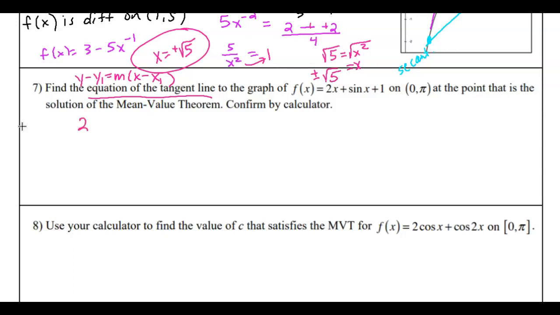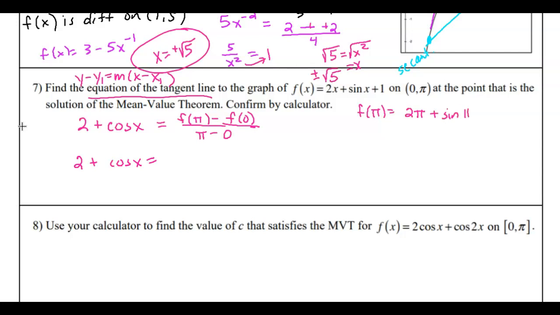So our derivative is 2. The derivative of sine is cosine, and the derivative of 1 is 0. And then we're going to plug in f of pi minus f of 0 all over pi minus 0. So 2 plus cosine. All right, so I'm going to do my work here. So f of pi equals 2 pi plus sine of pi, it's in the original, plus 1. So sine of pi is 0. So that's 2 pi plus 1.